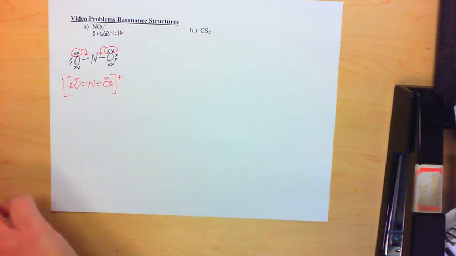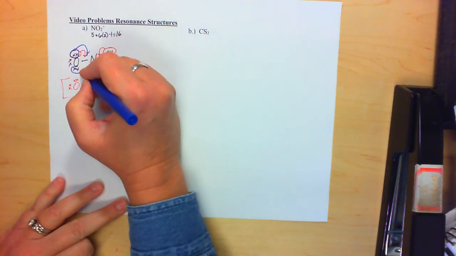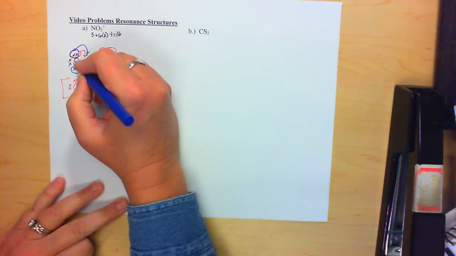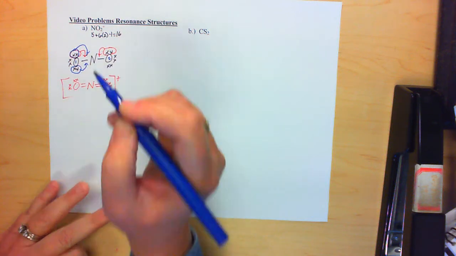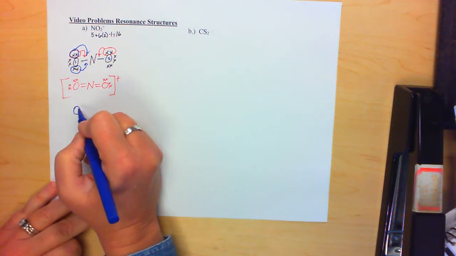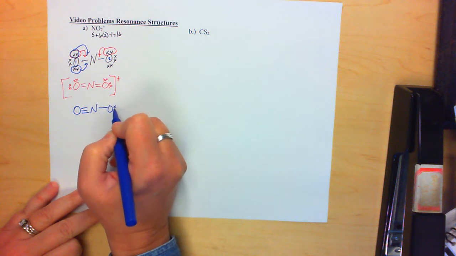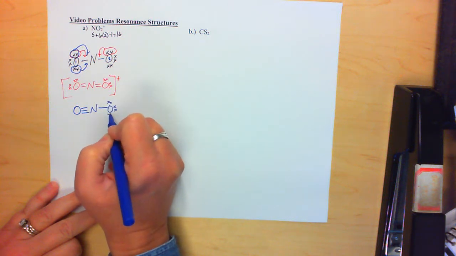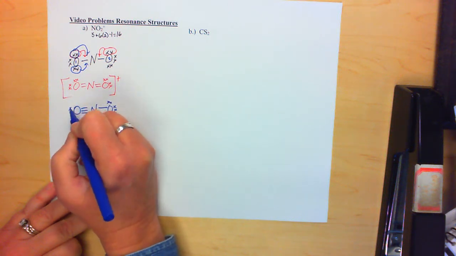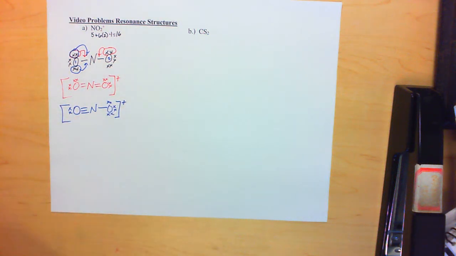So that's one option. Another option is, well, what happens if we take both pairs from this oxygen? And remember, we're going to differentiate the oxygens by calling them 1 and 2. So at oxygen 1, we'll have the triple bond to nitrogen. Oxygen 2 stays as a single bond. Again, we have the positive.